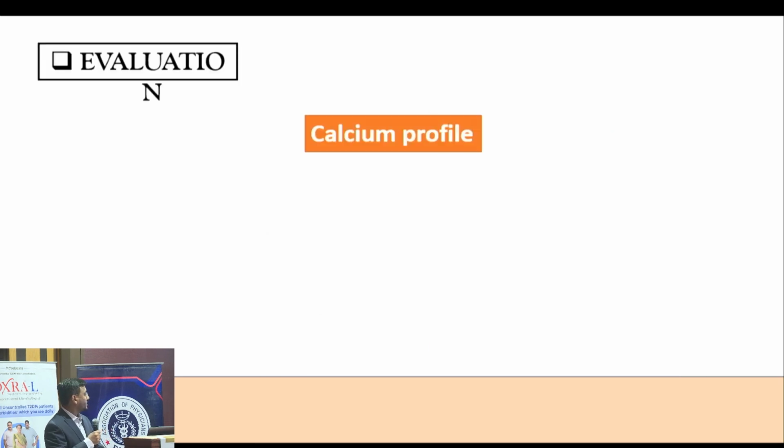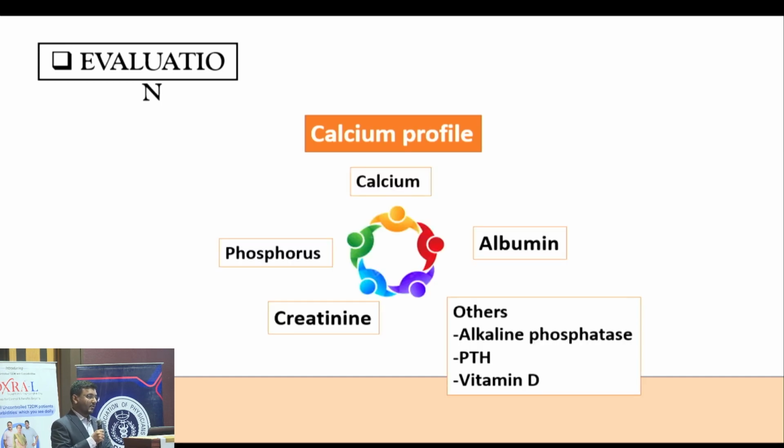So basic evaluation of metabolic bone disease starts with the calcium profile. The first tier of investigations are calcium, phosphorus, and creatinine. We should keep in mind that phosphorus should always be done fasting, because a carbohydrate-rich diet can falsely lead to low phosphorus.